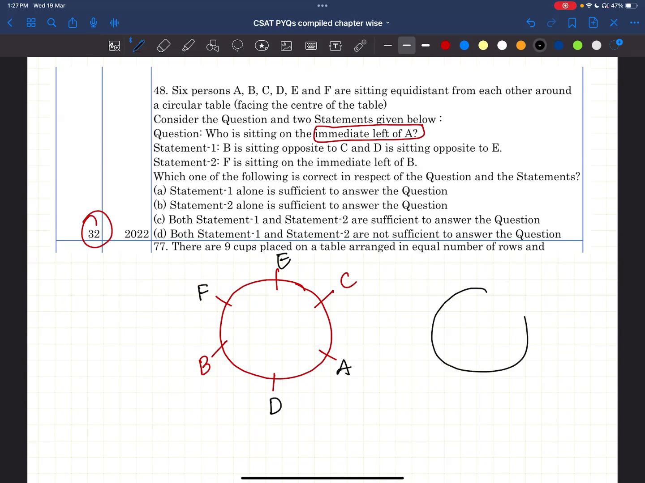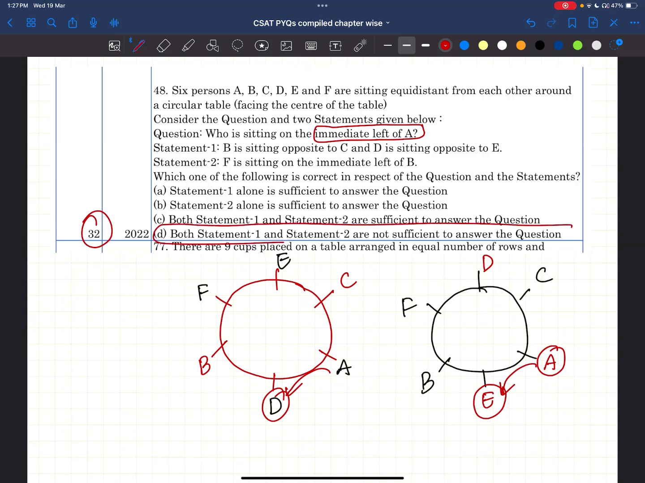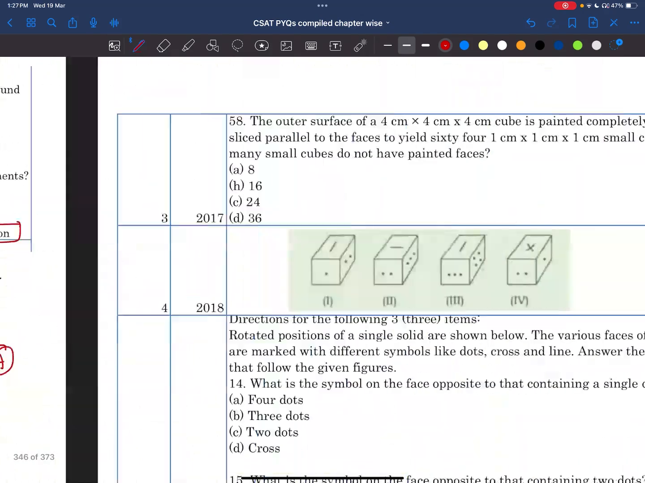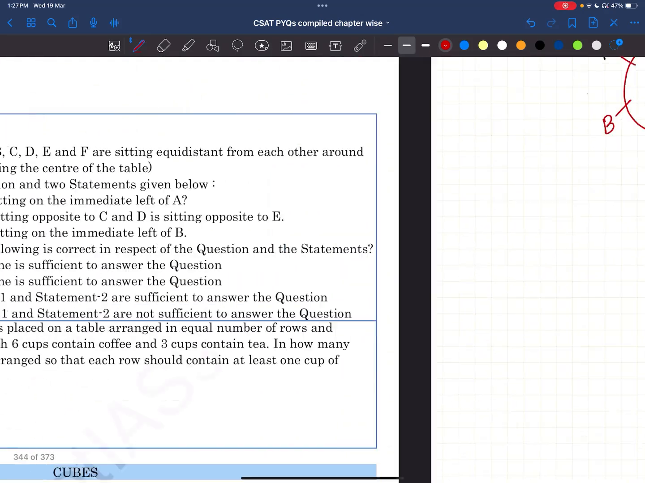What is the other combination possible? What is it asking? Who is the immediate left of A? Immediate left will be, in this case, E. In this case, it will be D, right? That means statement 1 and statement 2 are not sufficient to answer the question. Okay. Let's go to the next question.